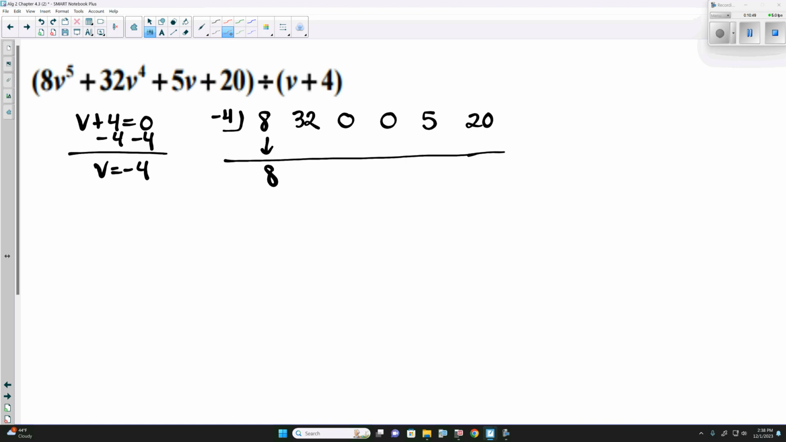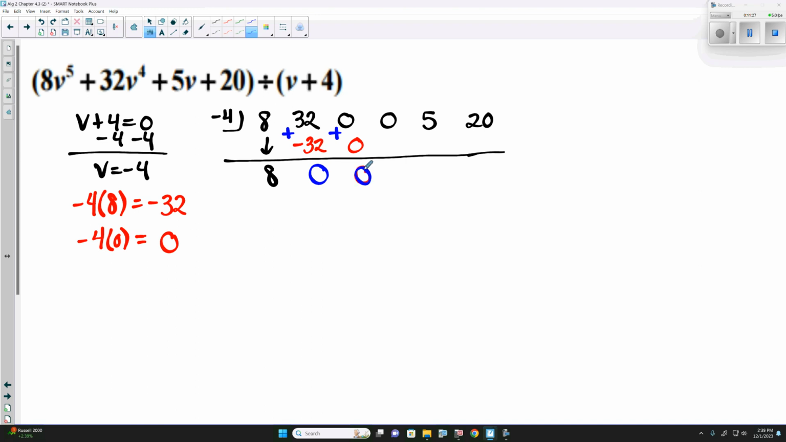Our first step is to multiply our -4 and the number below. -4 times 8 is -32. And we add straight down, -32 plus 32 is 0. Now we're going to multiply again. So -4 times 0 is 0. Now at this point, we add straight down. 0 plus 0 is 0.